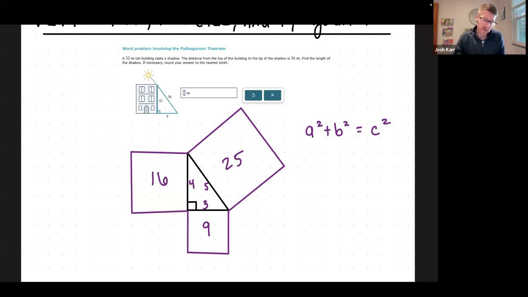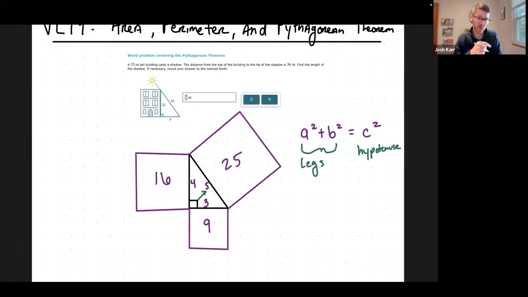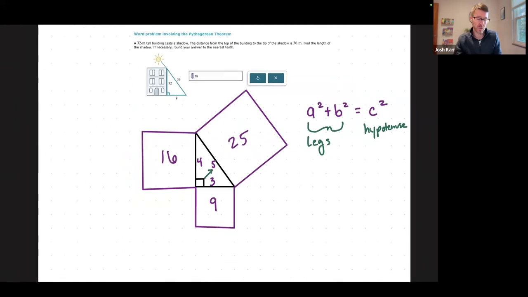So it's saying that a squared plus b squared equals c squared, where a and b are the legs of a right triangle. So it's the two shorter sides, and c is the hypotenuse, which is the longest side, and that longest side will always be across from the right angle. Okay? So that's what we're going to be using today. Have it in your notes that we are solving for side lengths. That is what the Pythagorean theorem is used for. And a and b have to be our legs, our two shorter sides of that triangle, and c is our hypotenuse, the longest side.